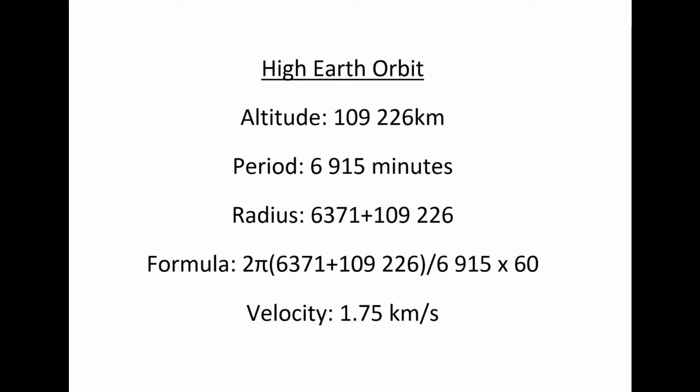In a high Earth orbit, the altitude must be above 35,786 kilometers. In this case, let's take a real satellite's example. One satellite in high Earth orbit has an average altitude of 109,226 kilometers and a period of 6,915 minutes. If we were to put this in our formula, we would get 2 times pi times (109,226 plus 6,371) all over 6,915 times 60. This would give us an average velocity of about 1.75 kilometers per second.